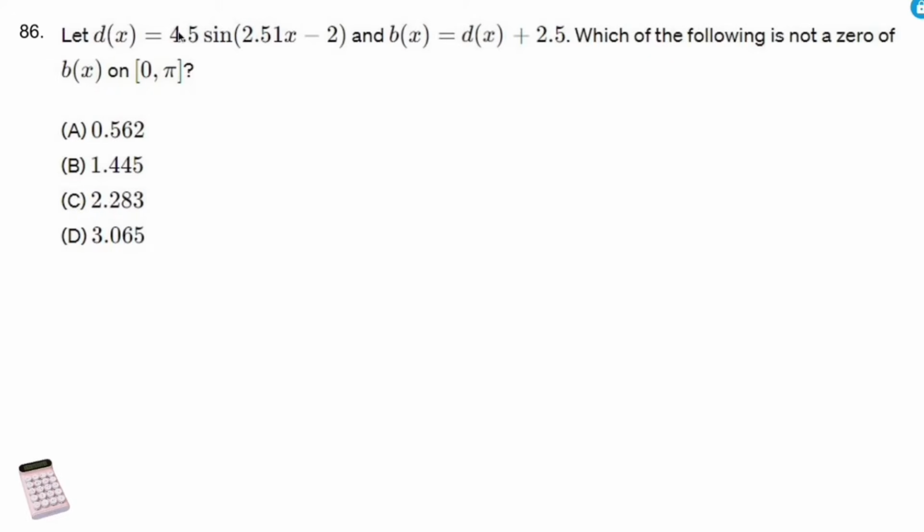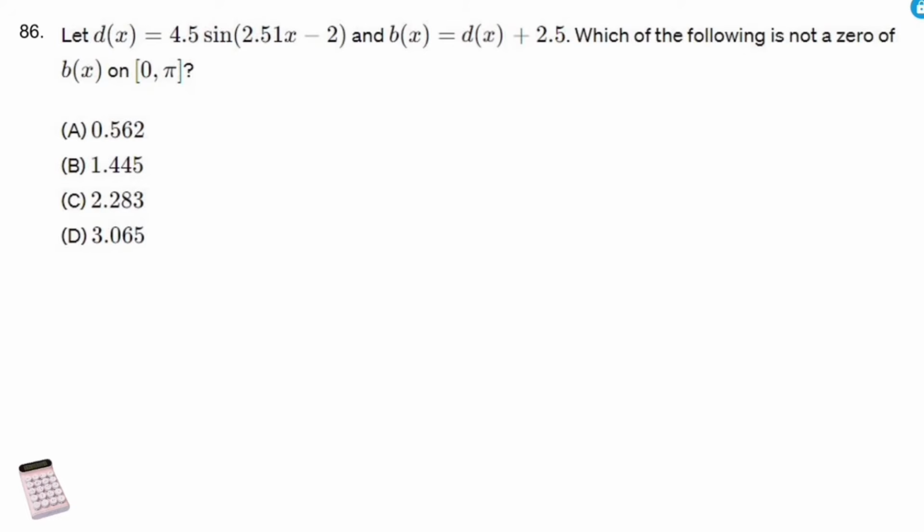Let d of x equal 4 sine, parentheses, 2.51x minus 2, close it, and b of x equal d of x, which is that, plus 2.5. Which of the following is not a 0 of b of x on 0 to pi? All right, well, b of x is just d of x added to 2.5, so let's change that.